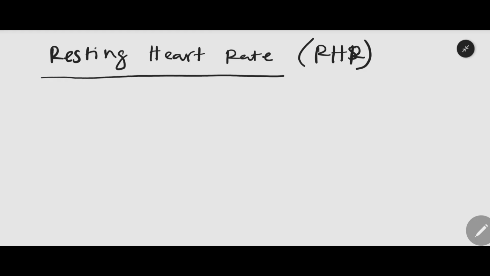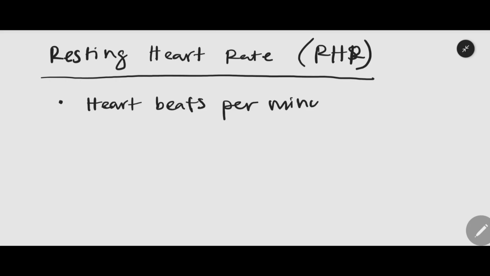Now moving on to resting heart rate. Resting heart rate is very simple. It literally says what it does. Resting heart rate is the number of beats per minute when you are resting, so heartbeats per minute, or BPM, at rest. And when you train, your resting heart rate decreases over time.